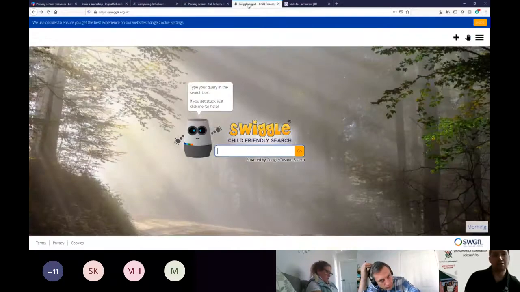Then the other one, this is Swiggle, the search engine that I was talking about. So you can set this up, and it tries to get rid of any results that aren't suitable for students, but it also gives a little bit of help on what they need to do to then use the website. And like I said, it's based on Google, so the search is fairly comprehensive, but it's just cutting out some of the bits that are not necessary for the students.